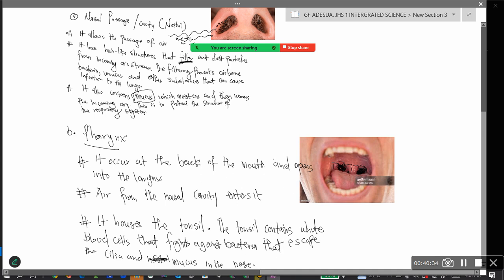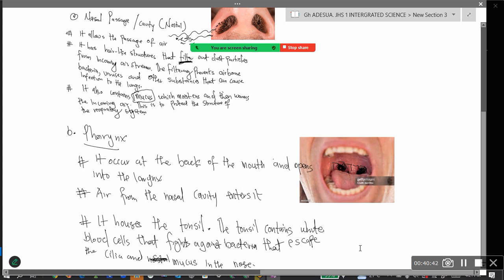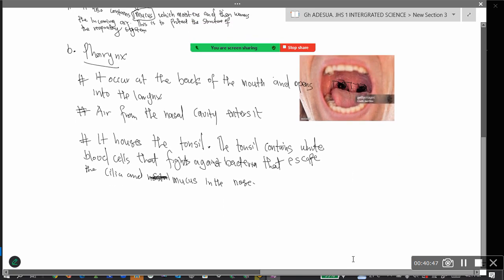They contain what we call cilia, and what do we call it? Tonsils, and the tonsils contain white blood cells. You get the point. So that is for the pharynx. Now let's go to the next one.